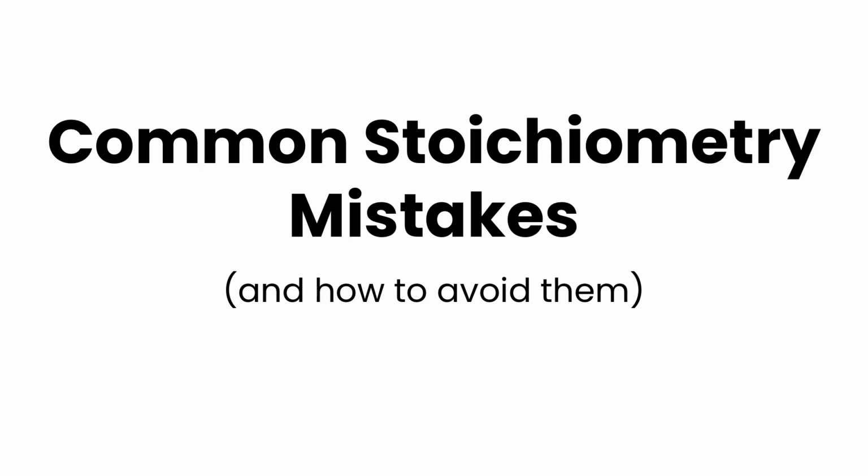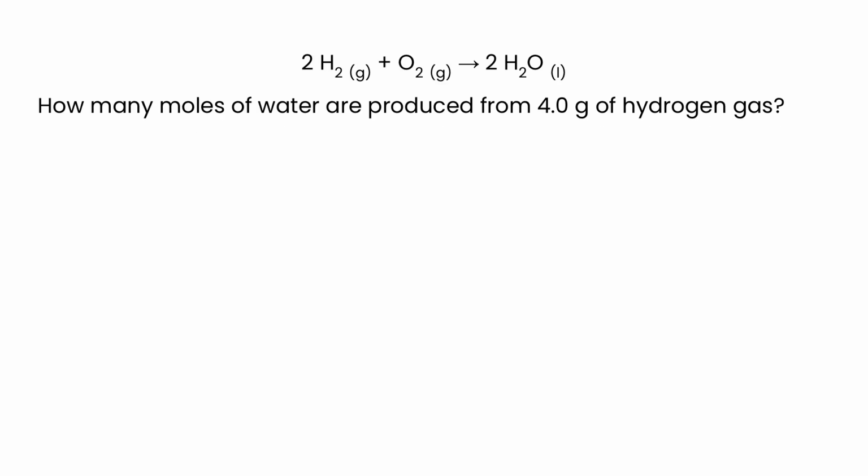If stoichiometry keeps going wrong, even when your math is fine, it's usually because of one of these common mistakes. Let's jump right in and let's fix those mistakes. Mistake number one then is using the mole ratio too early.